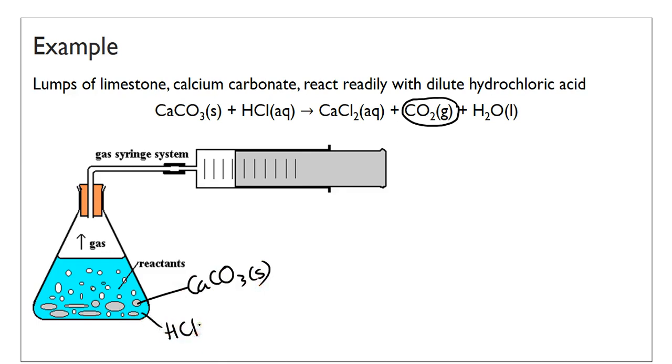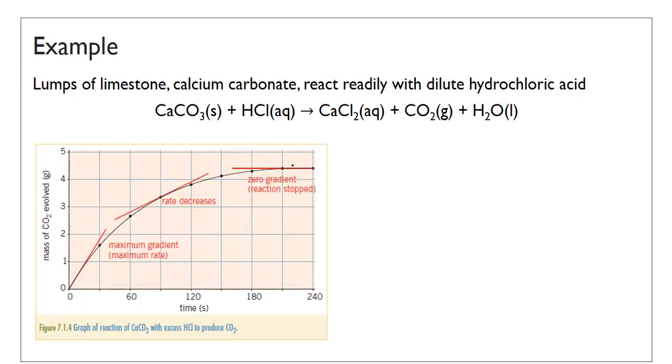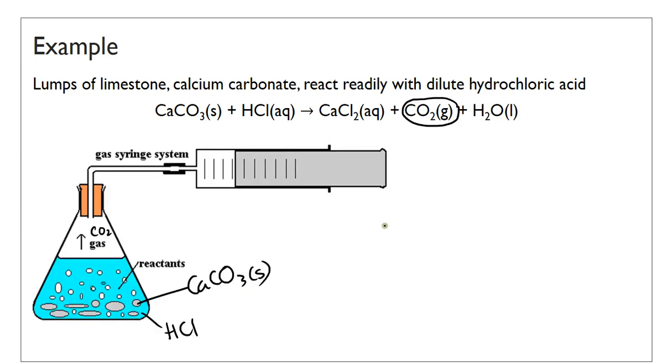Basically, you just need to make sure that you close the conical flask immediately after you've added the reactant, and then the gas, in this case CO2, is going to escape and go into the gas syringe. And then you can basically plot a graph. We're going to plot a graph of volume of carbon dioxide evolved over time.